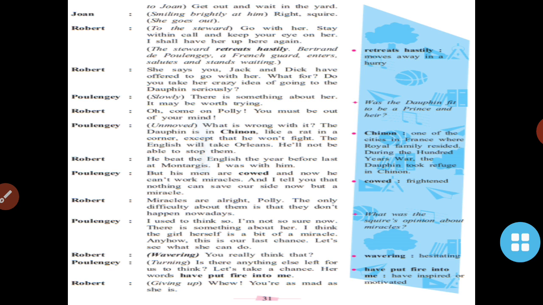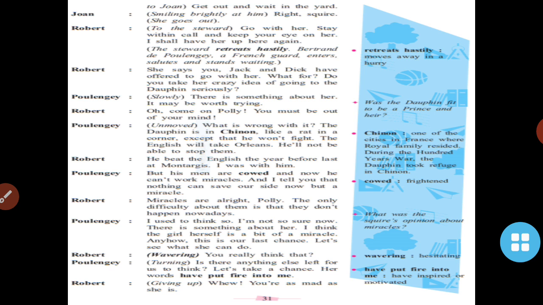Robert is saying miracles are all right, Polly. The only difficulty about them is that they don't happen nowadays. Polanyi is saying, I used to think so. I am not so sure now. There is something about her. I think the girl herself is a bit of a miracle.